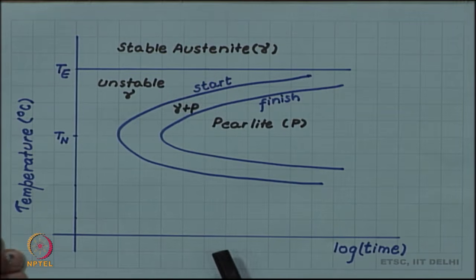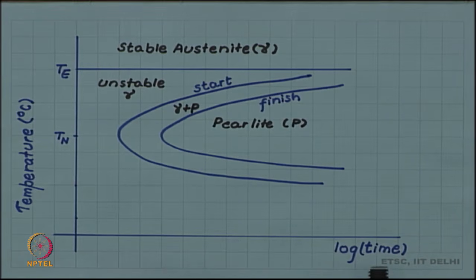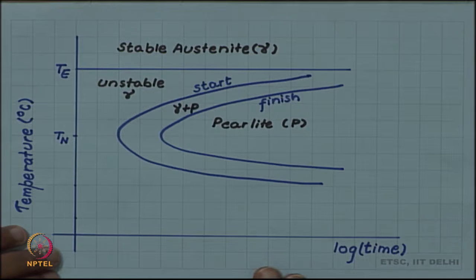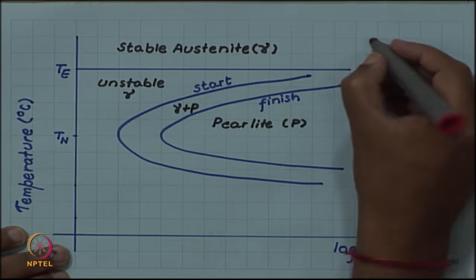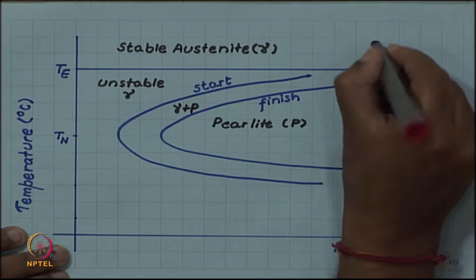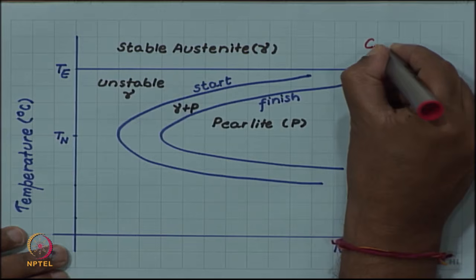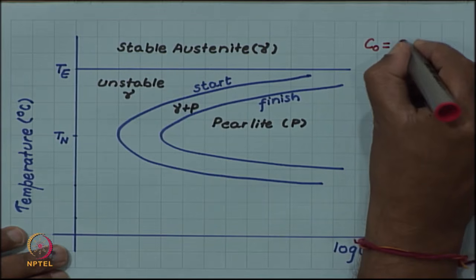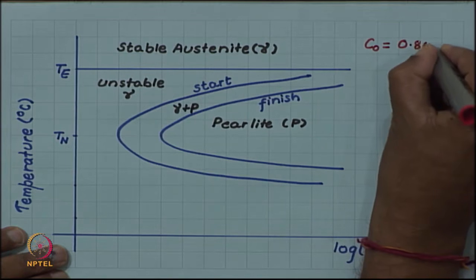We have an advantage over the phase diagram, that we have the time axis. In the phase diagram, the time axis is not there, but the price which we pay for having the time axis is that we have lost the composition axis. So, this whole diagram is drawn only for one particular composition. In this case we have drawn this for the eutectoid composition, that is C naught, the carbon concentration, is 0.8 weight % carbon.